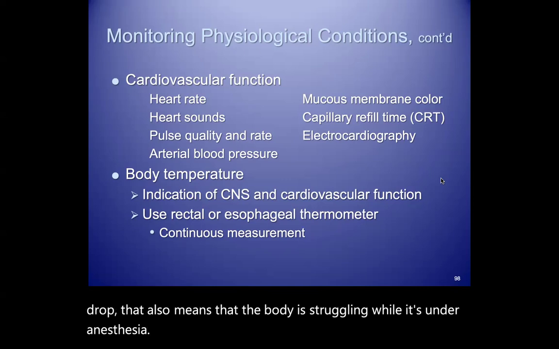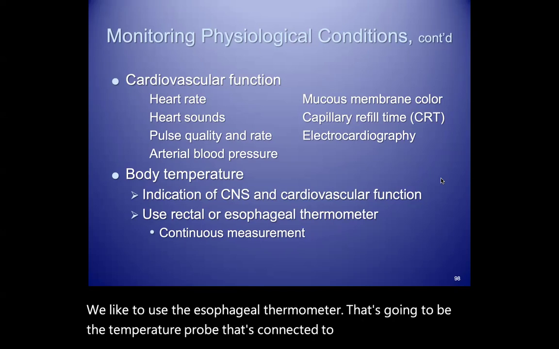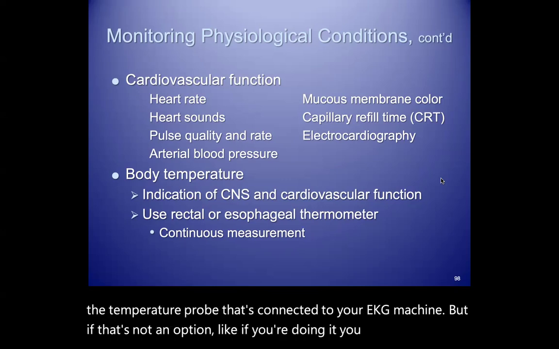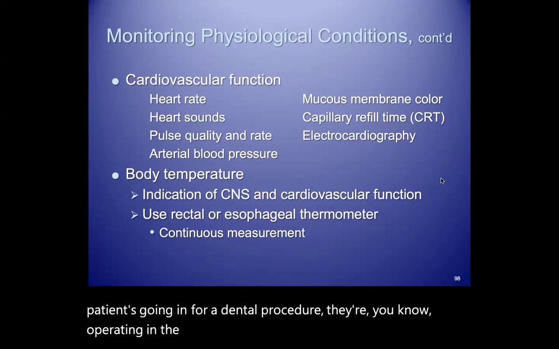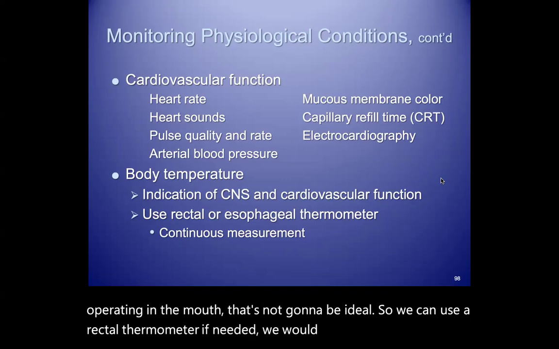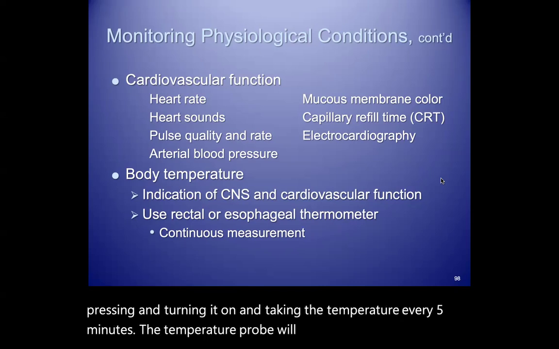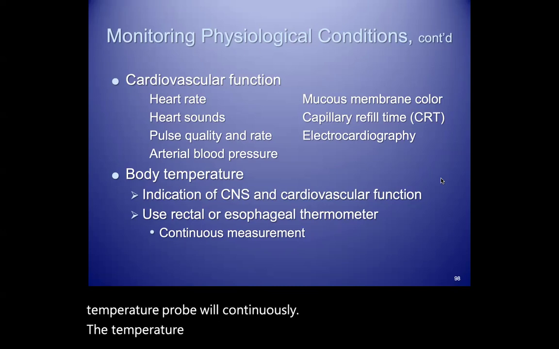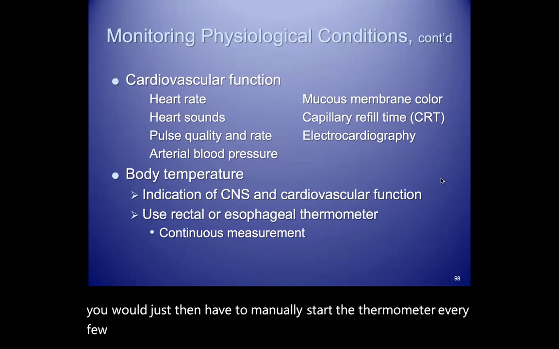We like to use the esophageal thermometer. That's going to be the temperature probe that's connected to your EKG machine. But if that's not an option, like if the patient's going in for a dental procedure, they're operating in the mouth, that's not going to be ideal. So we can use a rectal thermometer if needed. We would just have to keep pressing and turning it on and taking the temperature every 5 minutes. The temperature probe will continuously monitor the temperature. So again, if you're using that rectal thermometer, you would just then have to manually start the thermometer every few minutes to monitor that temperature.